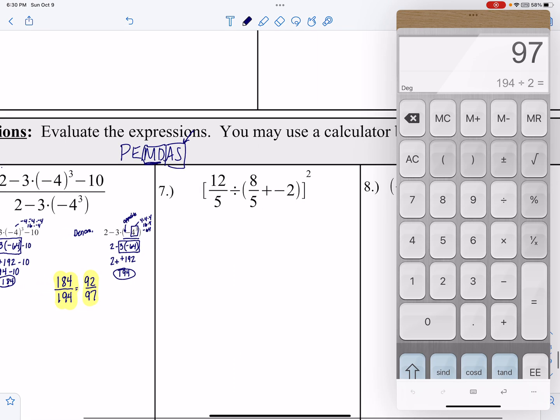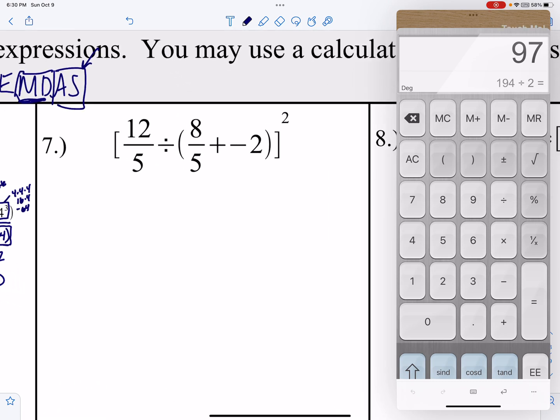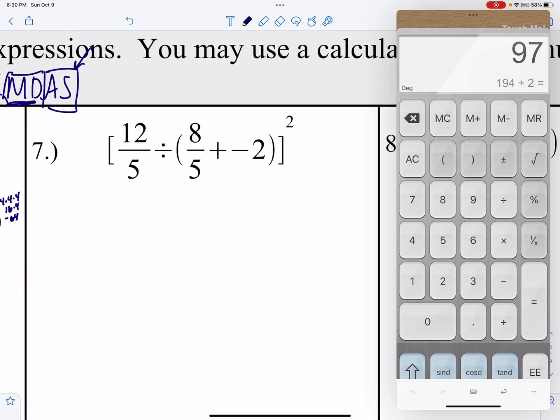Okay. All right, let's go ahead and take a look at number 7. So we have a lot of different punctuation. So we're always going to look at our inner punctuation first. I see that my most inner punctuation is right here. And we have 8/5 plus a -2. Let's see if 8/5 and 12/5 can turn into a decimal. If they can, they might be a little easier to work with. So let's go ahead and take a look.